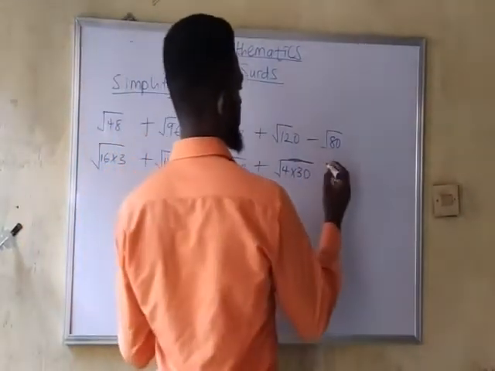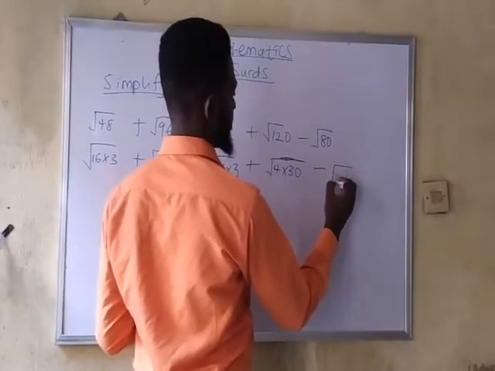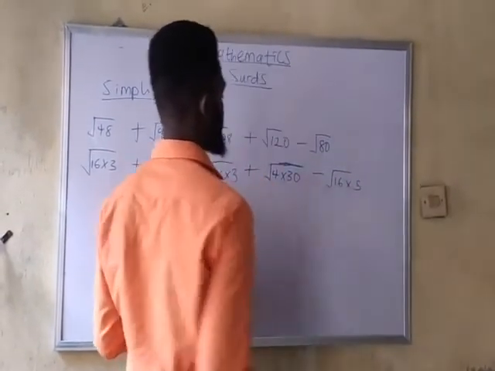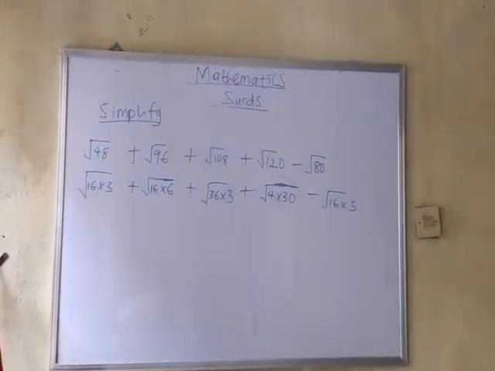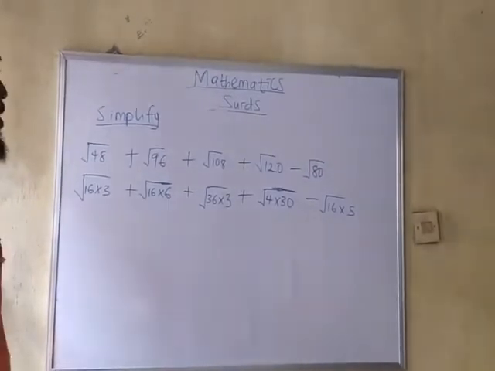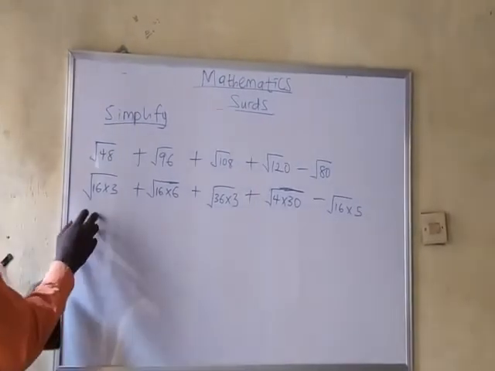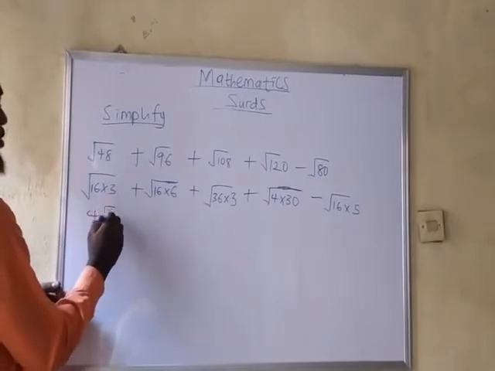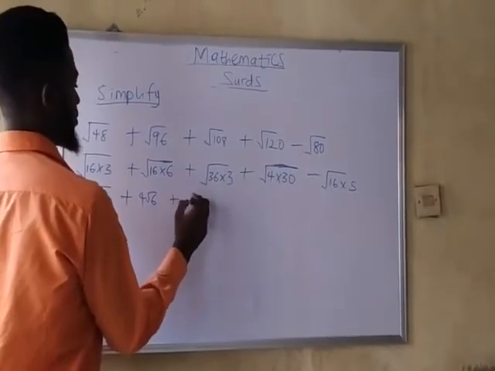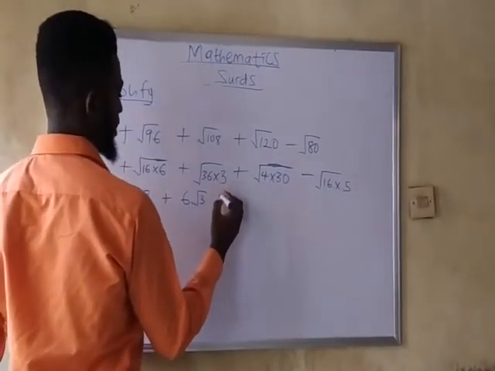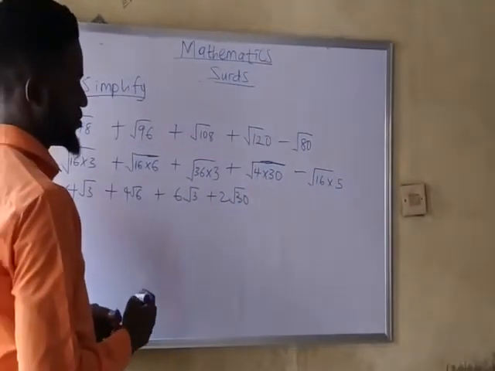And here we have 16 times 5, and times 5. Okay, so that is that. I'm shocked right now that in 30 there is really no square. That's alarming. So we have 16 making 4 with root 3, here makes it plus 4 root 6, and here plus 6 root 3, and here plus 2 root 30, which I'm still finding very difficult to agree to.